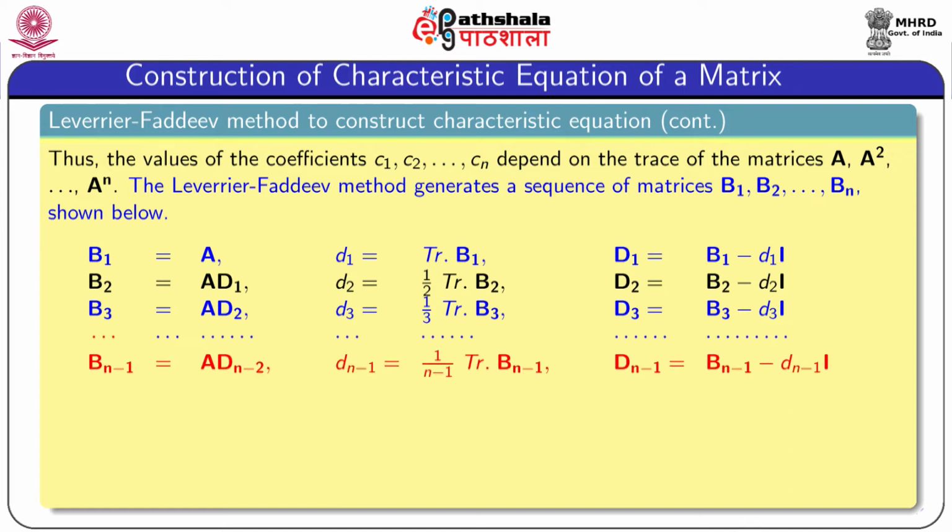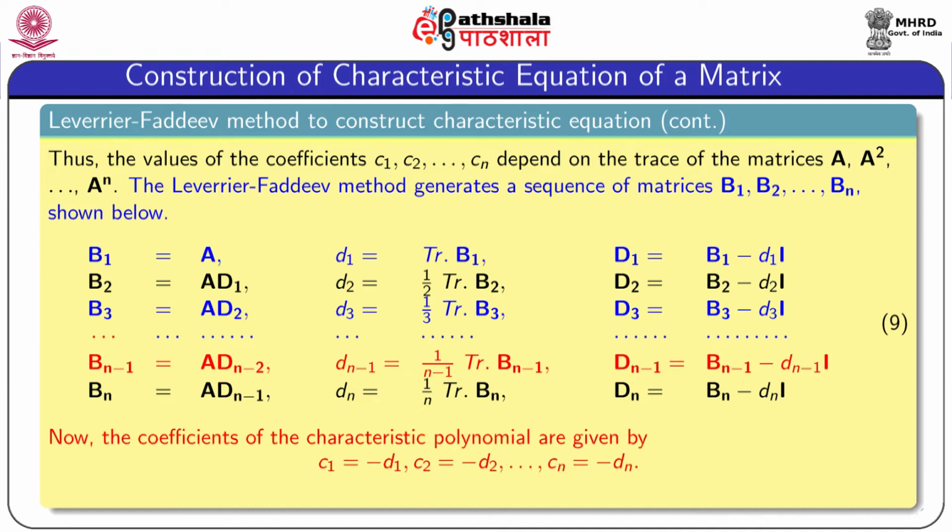So in this way, we calculate the matrix B n minus 1 equal to A D n minus 2, and d n minus 1 equal to 1 by n minus 1 into the trace of the matrix B n minus 1, and then we calculate D n minus 1 equal to B n minus 1 minus d n minus 1 into I, and lastly we calculate B n equal to A into D n minus 1, and d n equal to 1 by n trace of the matrix B n, and D n equal to B n minus small d n into I. So using this formula, that means using equation 9, we generate a sequence of matrices B1 to Bn.